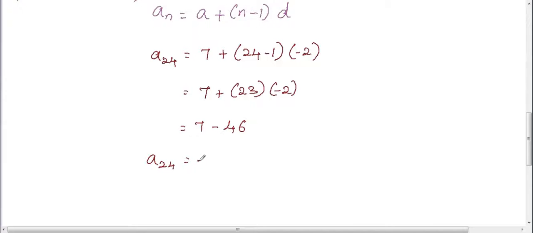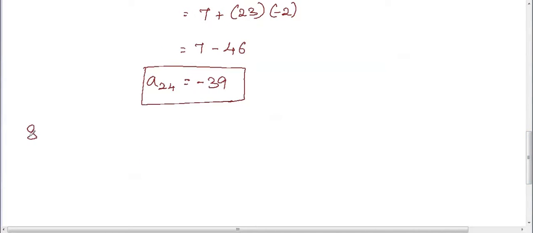So we can conclude that the 24th term of the arithmetic progression is minus 39.